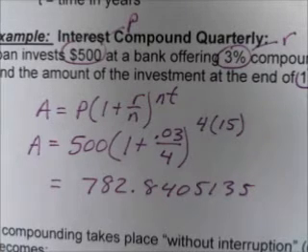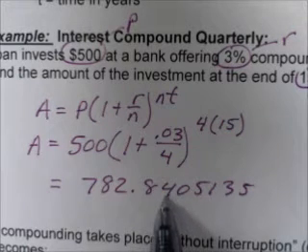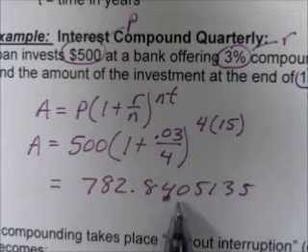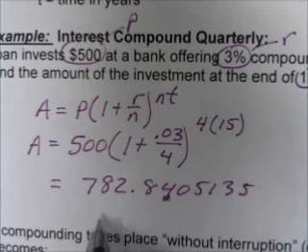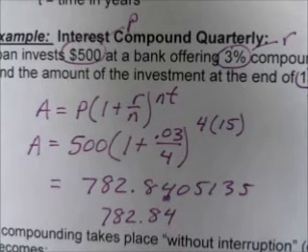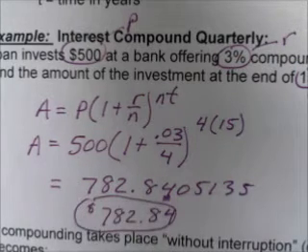It doesn't mention any rounding, but we are talking dollars and cents, so the 4 would be in the cents position. Look to the right, and it stays. So $782.84 would be the ending amount after 15 years.